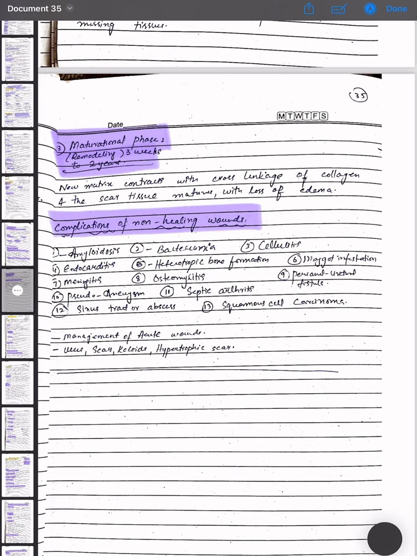The fourth one is the complications of non-healing wound ulcers, which are amyloidosis, bacteremia, cellulitis, endocarditis, heterotopic bone formation, maggot infestation, meningitis, osteomyelitis, perianal or urethral fistula, pseudoepitheliomatous hyperplasia, septic arthritis, sinus tract or abscess, squamous cell carcinoma. These are the complications of non-healing wounds. The management of acute wounds and ulcers, scar, keloids, and hypertrophic scar definitions are also present in the chapter. If you want to study that, then you can go for the book.